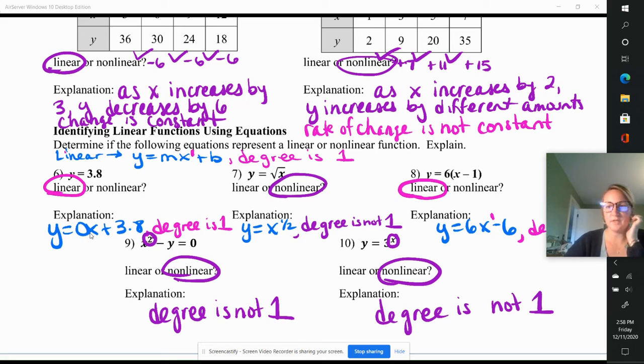Okay, so you can determine if a function is linear or nonlinear from a graph, from a table of values, or from an equation.